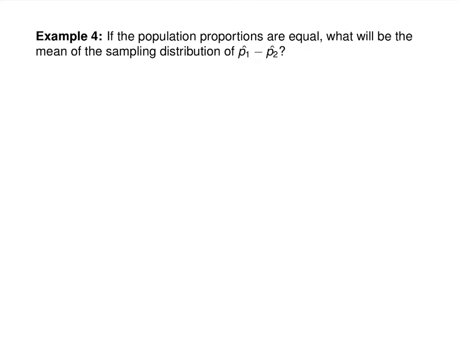If the population proportions are equal, what will be the mean of the sampling distribution? What this is saying is if P1 equals P2, what is the mean? Well, in this case, the mean is equal to P1 minus P2, and if those two things are equal, the mean will be 0.